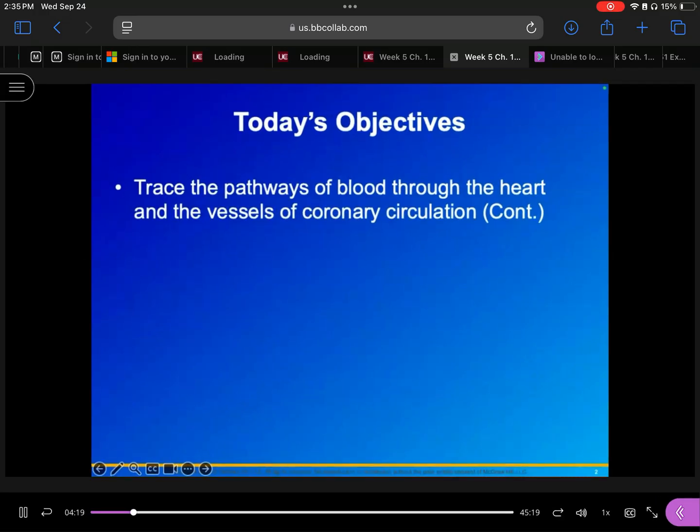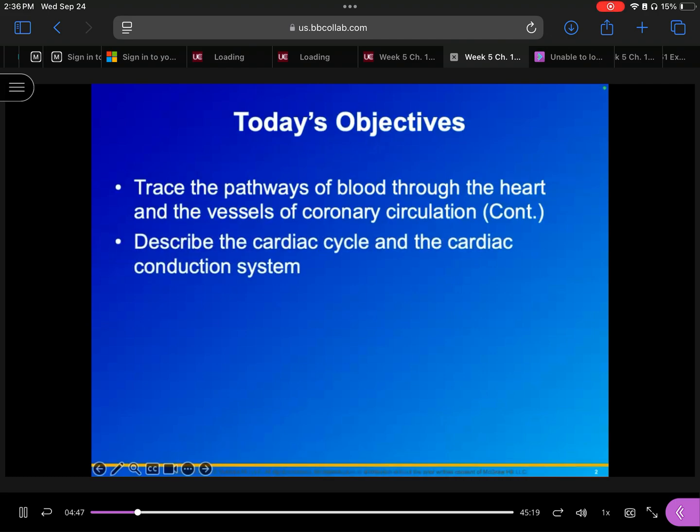Objectives, 3.1: trace the pathways of blood through the heart and the vessels of coronary circulation. So we've talked about going through the heart, passing from body tissues in through the right atrium, out to the lungs, back to the heart, and then out to the body tissues. We briefly talked about the actual vessels involved in coronary circulation in lab, but we didn't really talk too much about blood flow through them. So we're going to go over that today, review those vessels. Then we want to talk about the actual cardiac cycle. There are 3 pieces to it, but it's a cycle. So it's going to do what? Going and going and going.